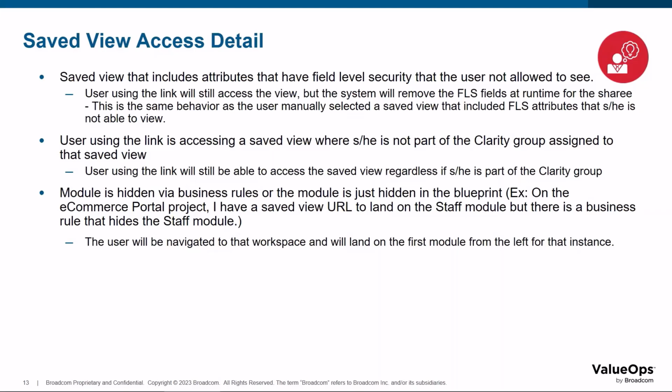Module: in case a module is hidden via business rules or the module is just hidden in the blueprint, then the user will be navigated to the workspace and will land on the first module that is available in that object instance.